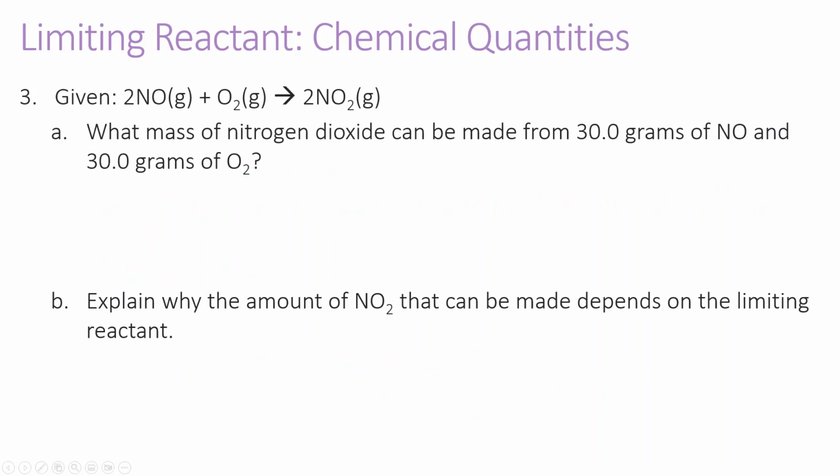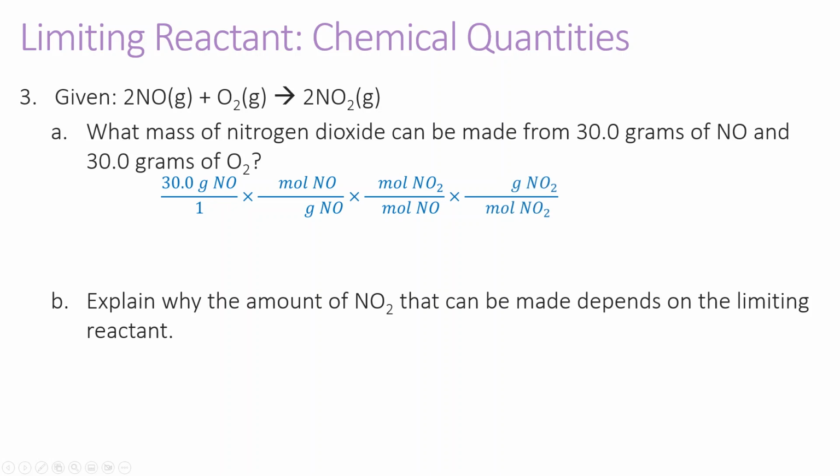Okay, so our next question here. What mass of nitrogen dioxide can be made from 30 grams of NO and 30 grams of NO2? So we're going to do 2 calculations here. I'm going to start with grams of NO, and I want to convert that into moles. Then I'm going to use a mole ratio to get moles of NO2. And then since I want my final answer as grams, as mass of nitrogen dioxide, I'm going to convert grams to moles, or excuse me, moles to grams using my molar mass.